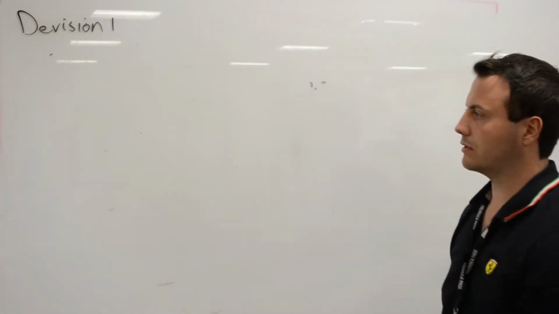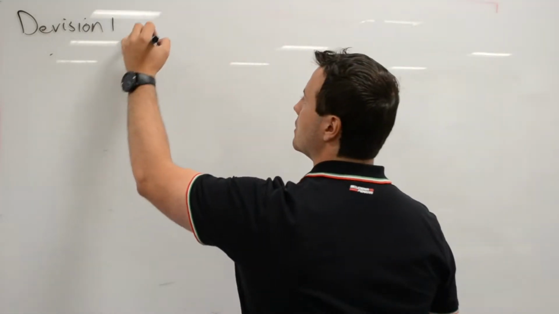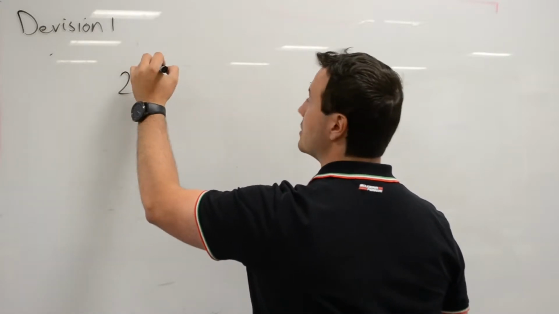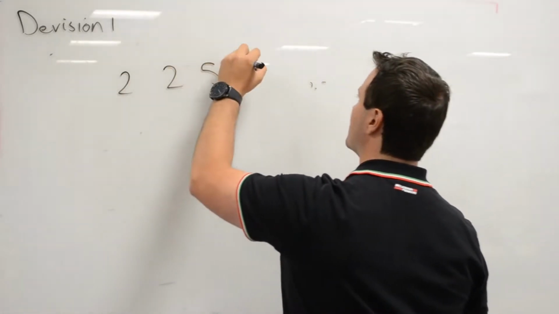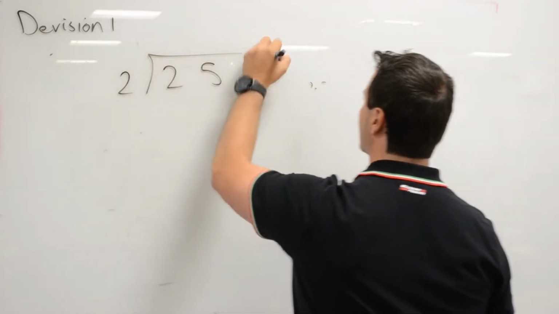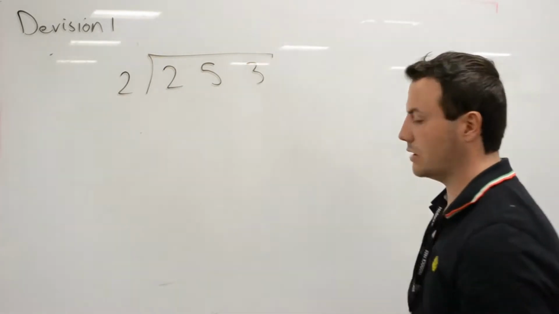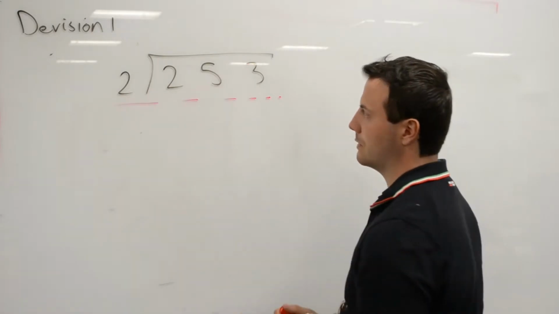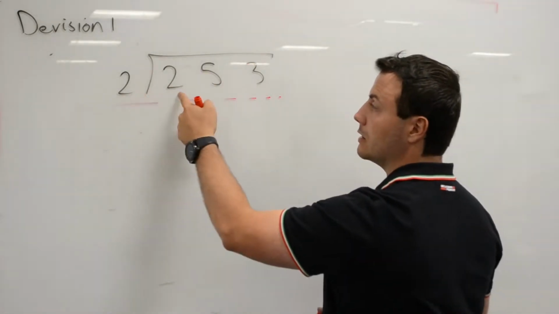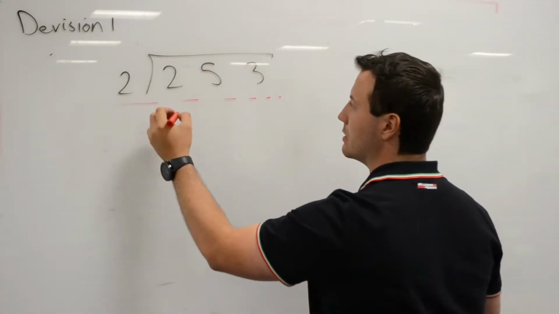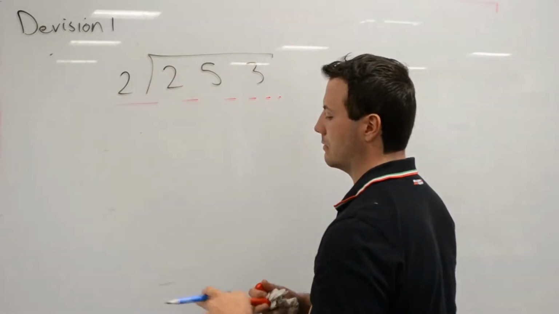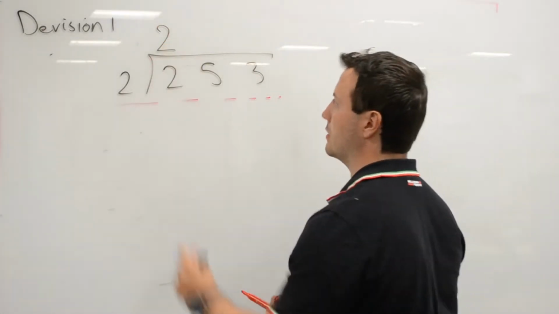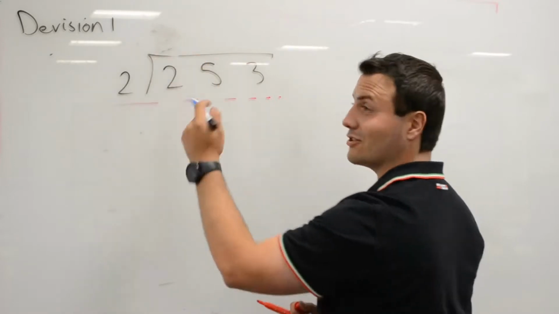So let's do 253 divided by 2. We follow the same format again. In our first column, 2 fits into 2 precisely once.